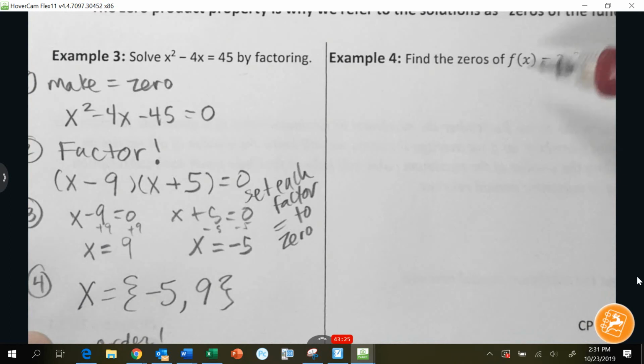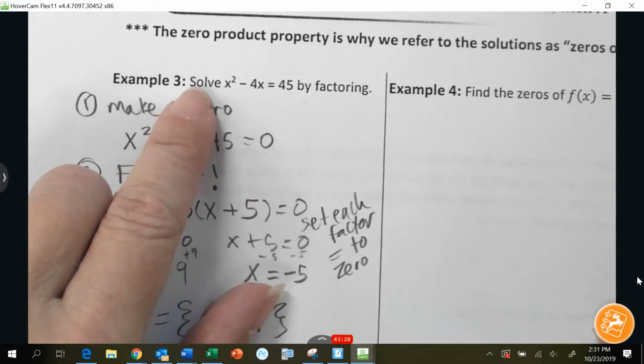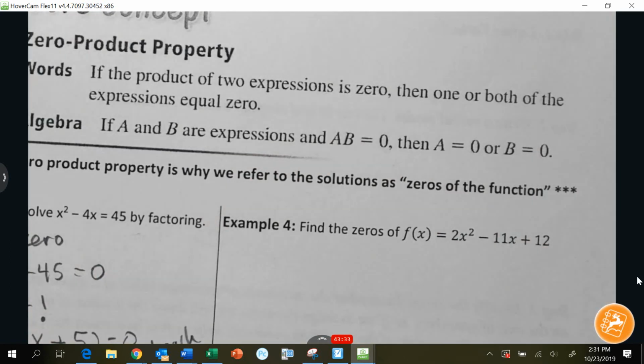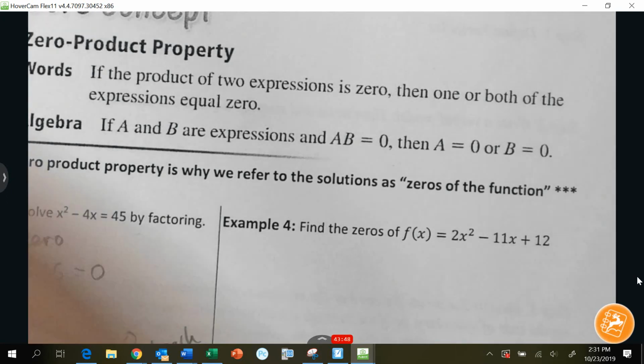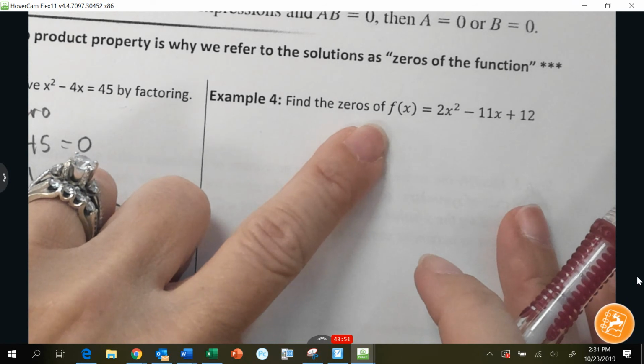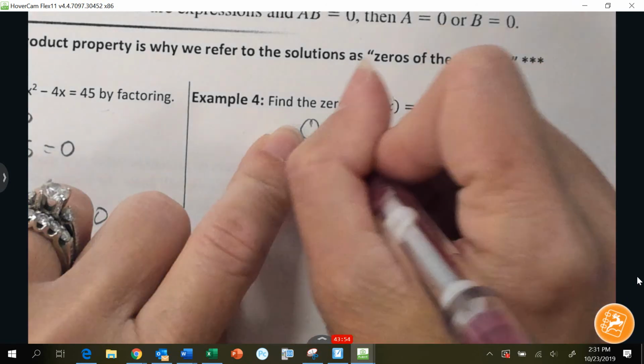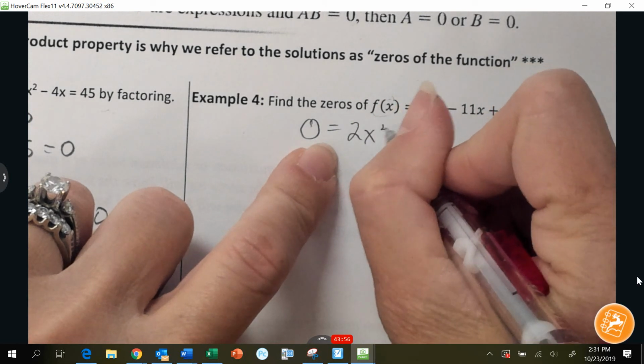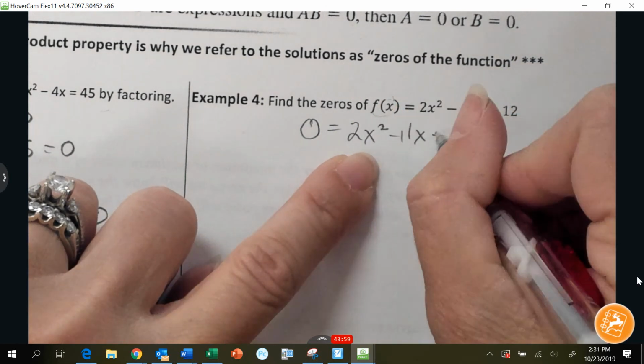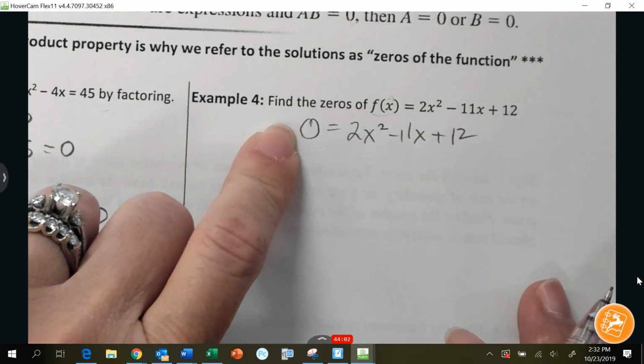Example 3 says solve. Example 4 says find the zeros, but we were talking about that earlier. Zeros and solutions, aren't they exactly the same? What's the difference between these two things? If I make y equal to 0, then they're exactly the same. The reason it's called a zero is you take this and make 0 equal 2x squared minus 11x plus 12. So there's my first step: I make it equal to 0.